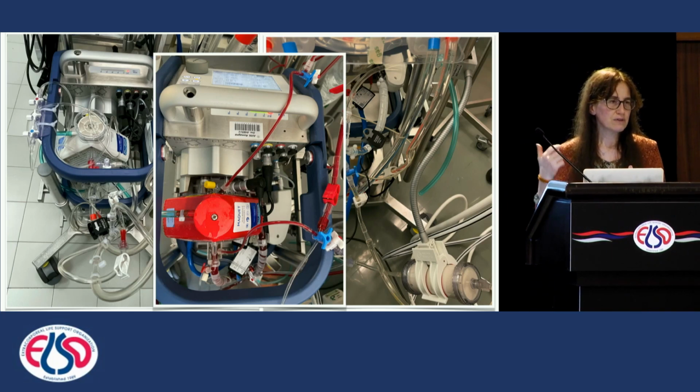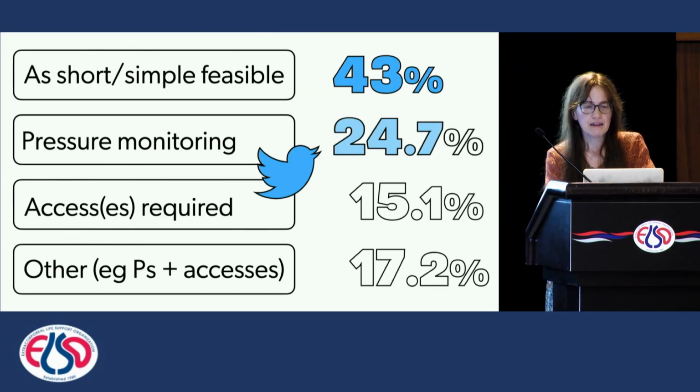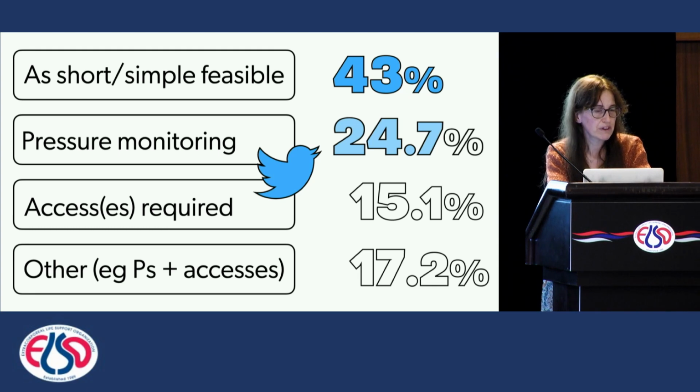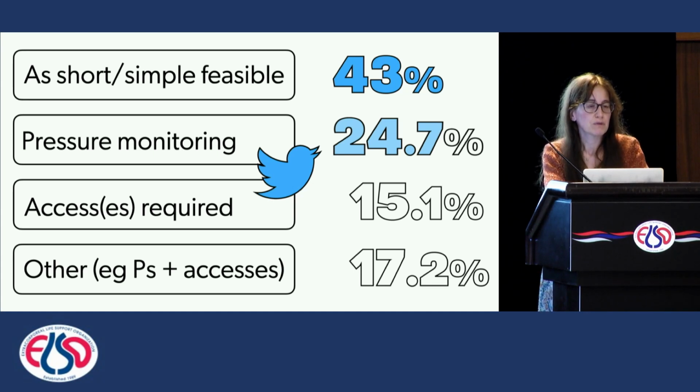And I also use these sampling lines to eventually provide renal replacement therapy if there is no other option to provide renal replacement therapy for the patient. Again, we ran another Twitter poll, and most of the responders, in this case 100, say that they prefer a circuit which is as short and as simple as feasible. Again, check on a case-by-case basis.